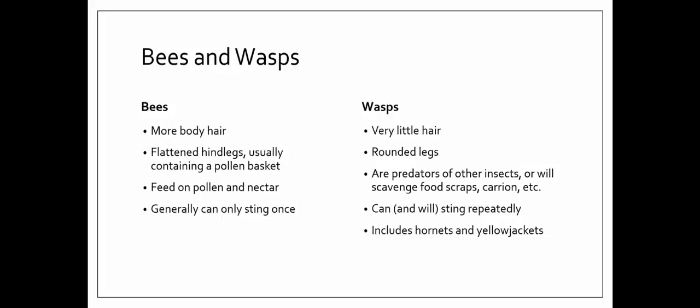There are a few general differences between bees and wasps that can help you distinguish between the two. In general, bees have more body hair, whereas wasps tend to have very little hair. Bees have flattened hind legs, usually containing a pollen basket. On the other hand, wasps tend to have more rounded legs. Bees will feed primarily on pollen and nectar. Wasps will feed on plant nectar, however they also prey on other insects and will also scavenge for food scraps or carrion. Bees in general can only sting once, whereas wasps can and will sting repeatedly. Keep in mind the general umbrella of wasps also includes hornets and yellow jackets.